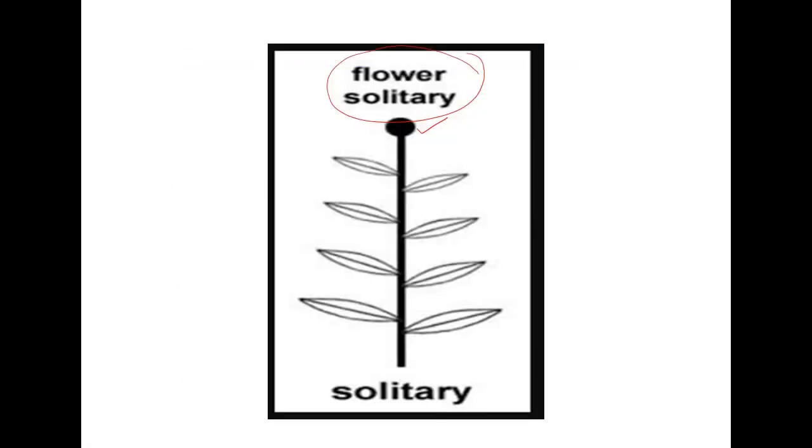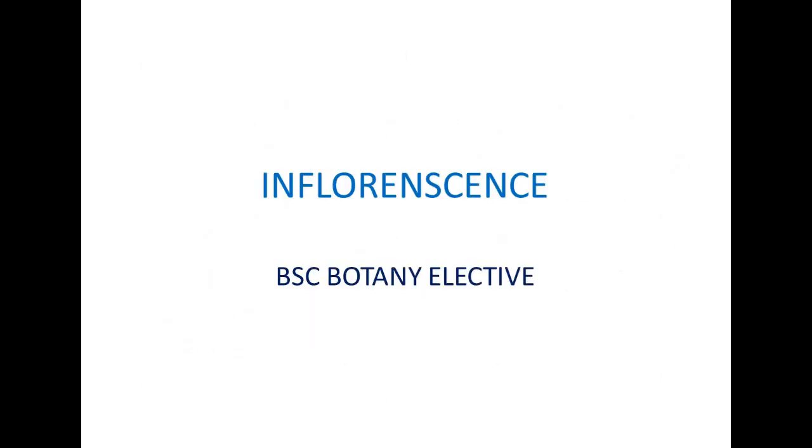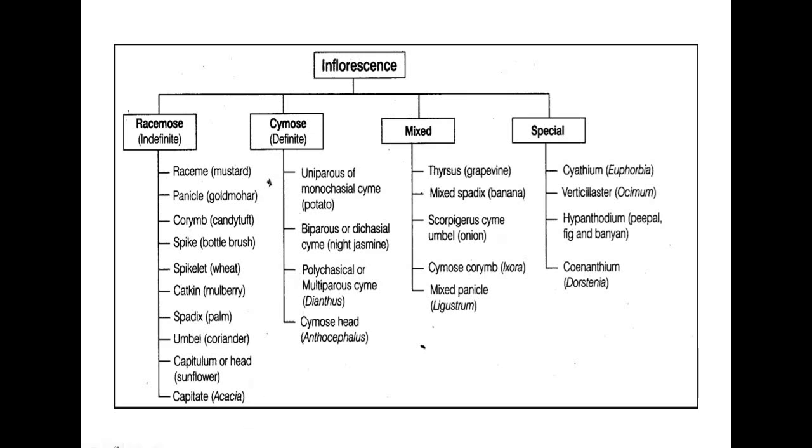Okay, let's move to another. Now come to inflorescence. We came to know that inflorescence is the arrangement of a bunch of flowers. There are different kinds of inflorescence. Mainly it comes under four categories: first one is racemose inflorescence, which is indefinite. Second one is cymose, definite. Third one is mixed. Fourth one is special.